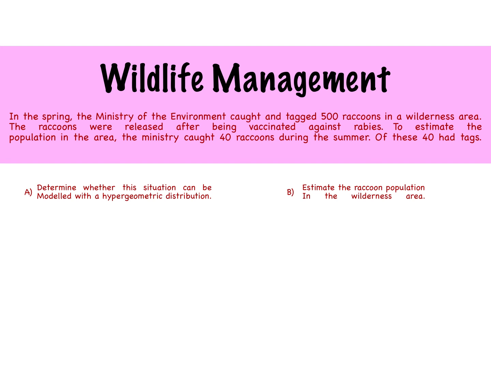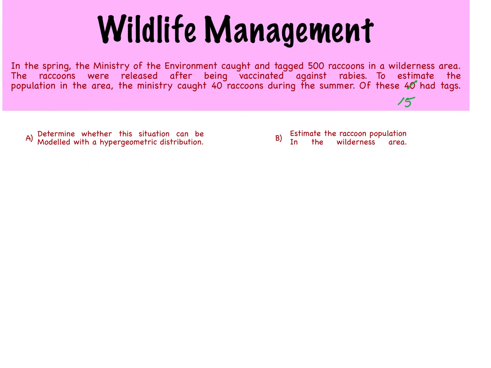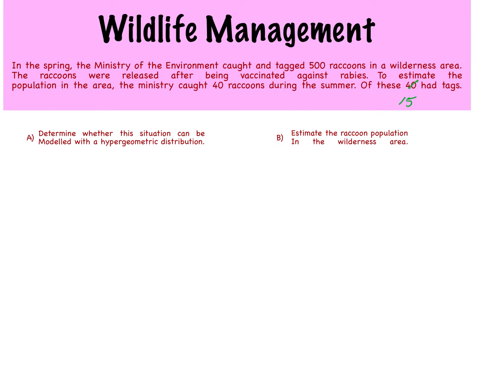My last example, the wildlife management. In the spring, the Ministry of the Environment caught and tagged 500 raccoons in a wilderness area. The raccoons were released after being vaccinated against rabies. To estimate the population in the area, the ministry caught 40 raccoons during the summer. Of these, 15 had tags. So in part A, determine whether the situation can be modeled with a hypergeometric distribution.